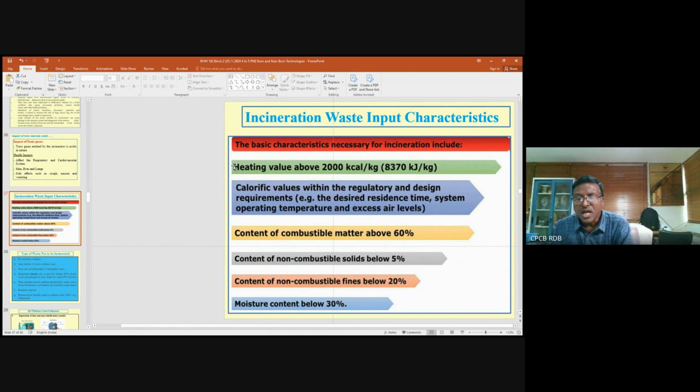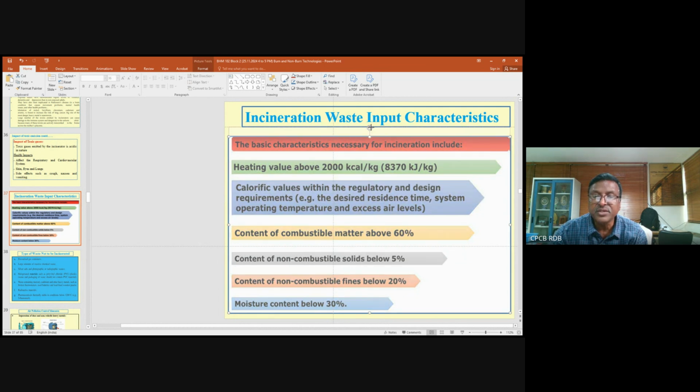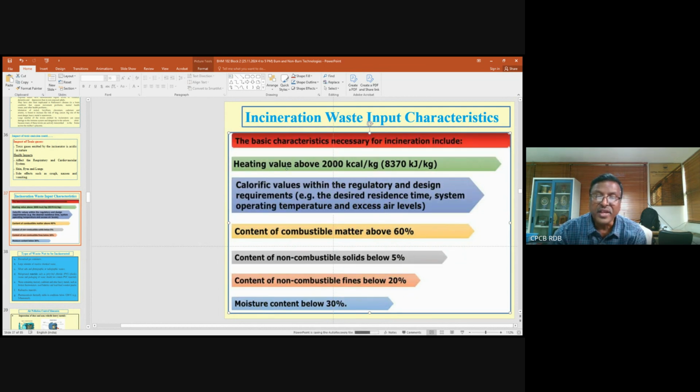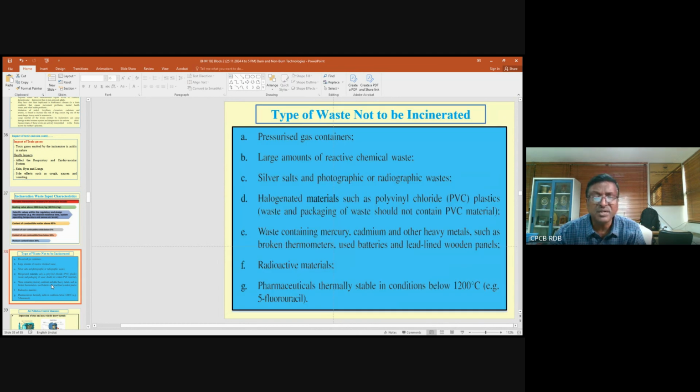Combustible matter should be at least 60%. The non-combustible solids should be below 5%, the non-combustible fines should be less than 20%, and the moisture content should always be below 30%. If the moisture content is higher, then we require auxiliary fuel, and therefore more oxygen consumption. Therefore, waste should have these characteristics, and naturally that waste can be incinerated so easily. Generally, waste should have high calorific value and low moisture content. Then that waste can be incinerated easily.